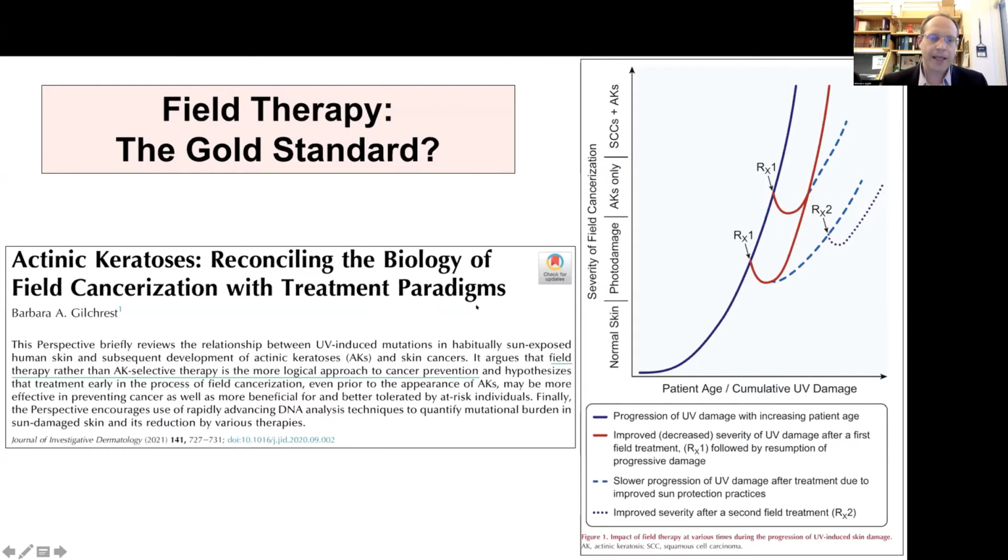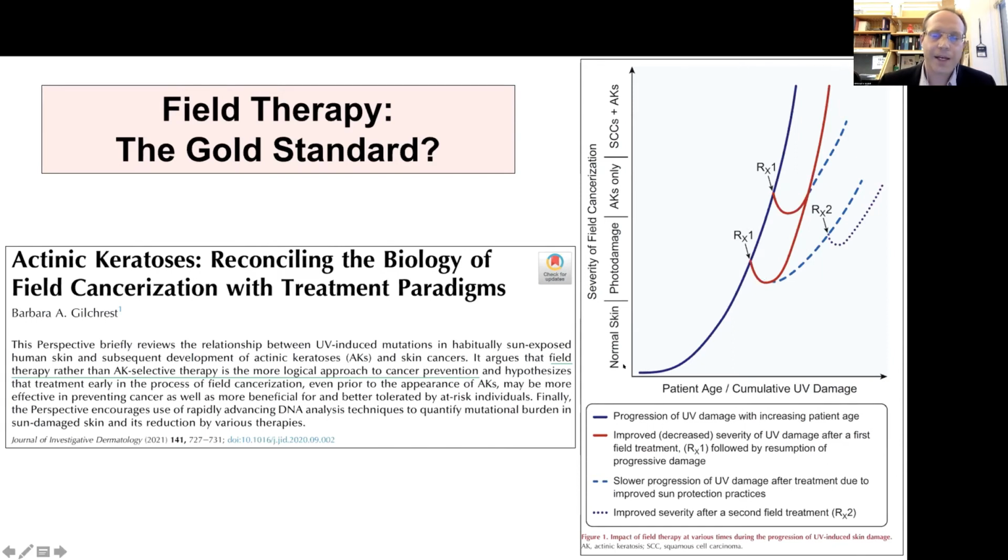And I wanted to end our discussion today by highlighting this paper by Dr. Barbara Gilchrist. So she just published in the Journal of Investigative Dermatology in the last month or so an article asking a provocative question, and that is, given what we know about the biology of field cancerization, which I just described to you today, is it still okay that we use AK selective therapy? Or should we be using field therapy?